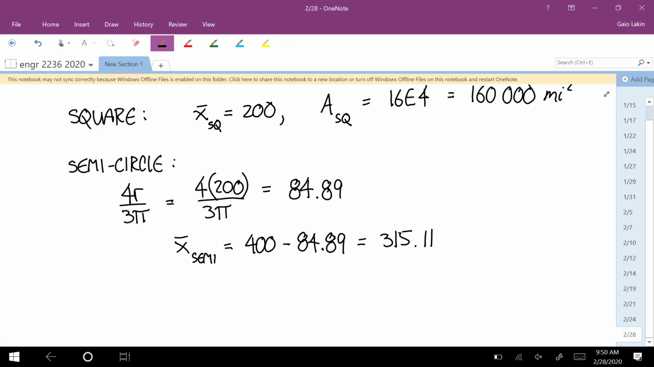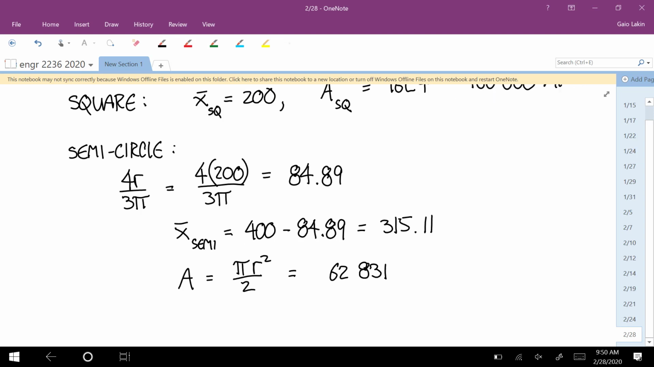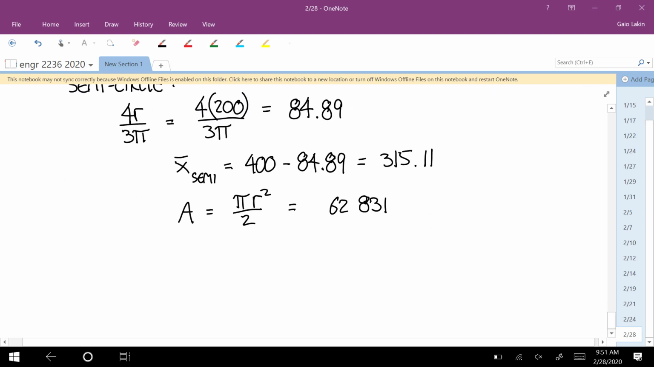And then the area is pi r squared over 2. That comes out to about 62,831. Why don't we, I guess, if I were just gonna do it intuitively, I would do 200. The E4 represents the centroid, right? Let me just finish this and then we can talk about that after class, okay?